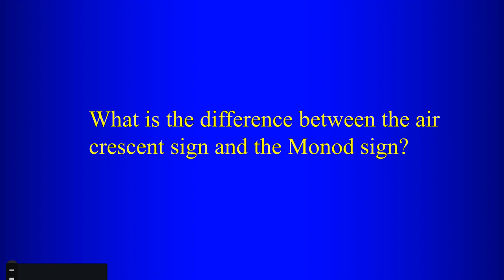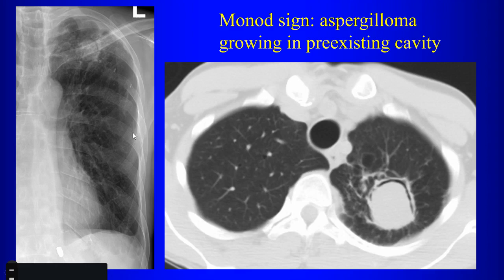The Monod sign is when the aspergilloma grows within an air collection. And then that peripheral lucency just represents what's left of the air collection after the aspergilloma is growing within it. So it's a difference in terms of how it's formed. With the air crescent sign, the cavitation causes the air. With the Monod sign, there's a pre-existing cavity in which an aspergilloma forms. All right, so that's the technical difference between those two.